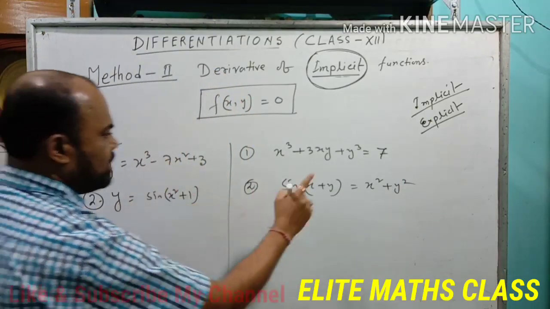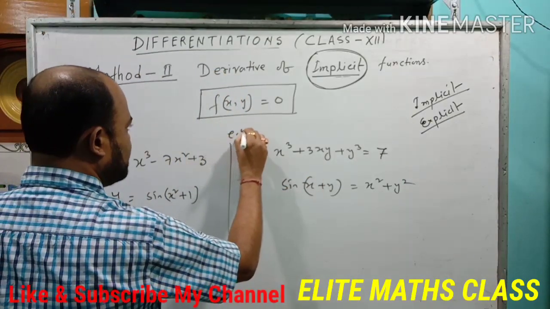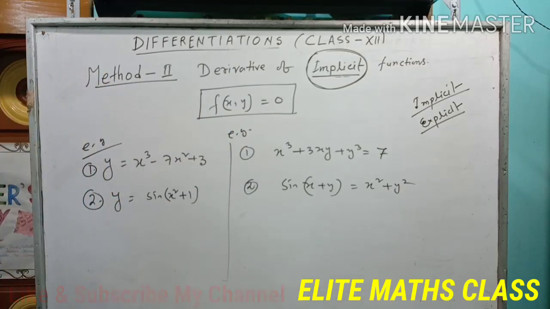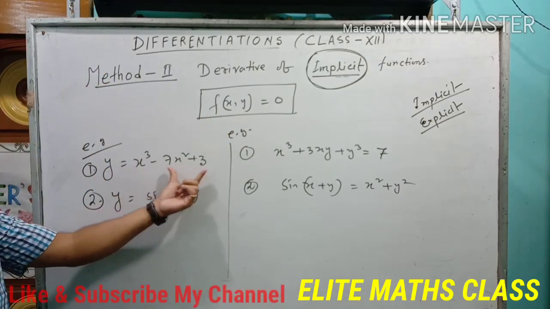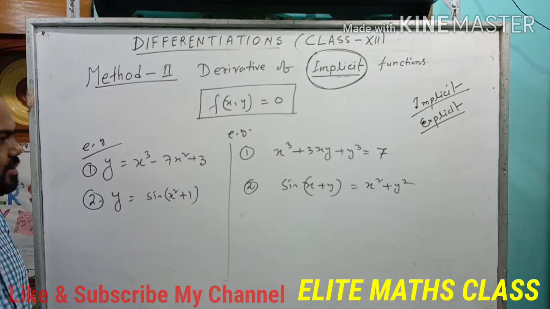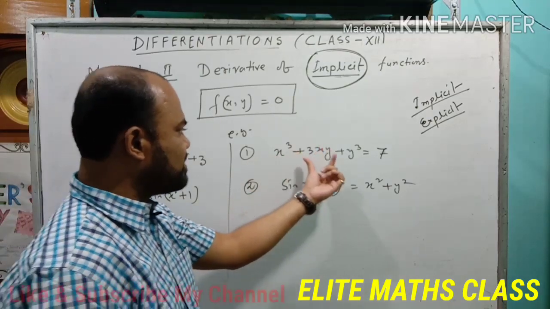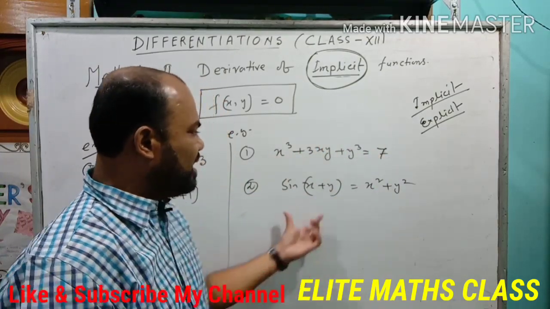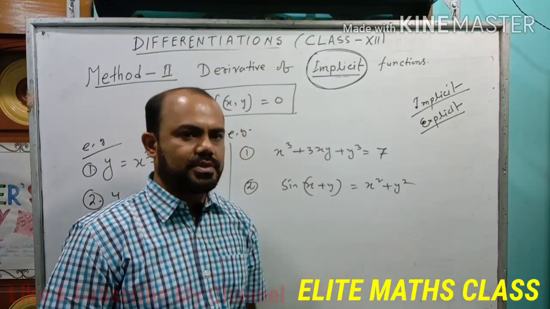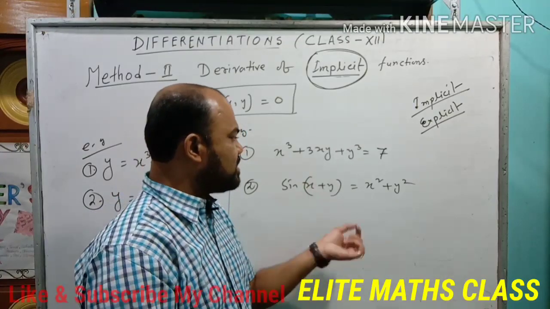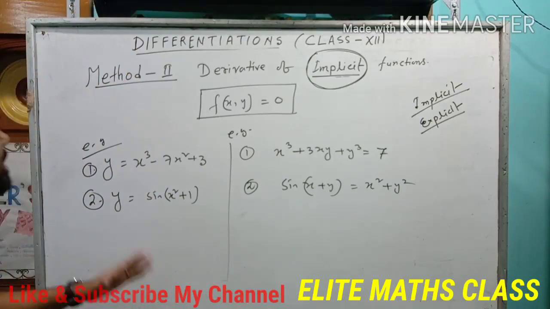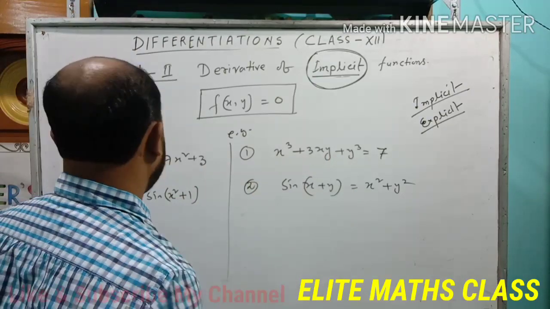Here I have already written some examples. You see these examples and try to find out the difference. See here, y equal to x cube minus 7x square plus 3, y equal to sin x square plus 1. Here x cube plus 3xy plus y cube equal to 7, sin x plus y equal to x square plus y square. Quickly try to find out the differences between these two functions and these two functions.